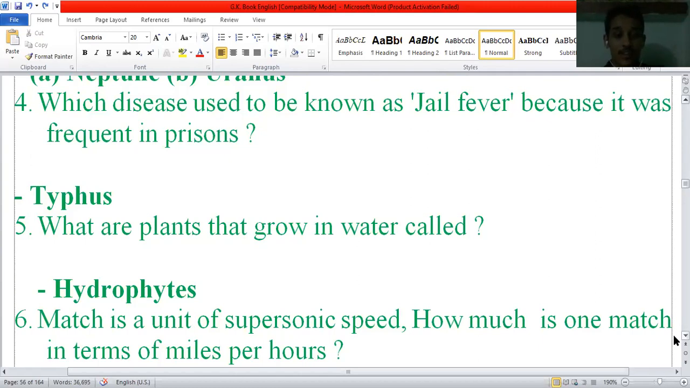And question number six here. Mach is a unit of supersonic speed. How much is one Mach in terms of miles per hour? And Pratima Thapa.